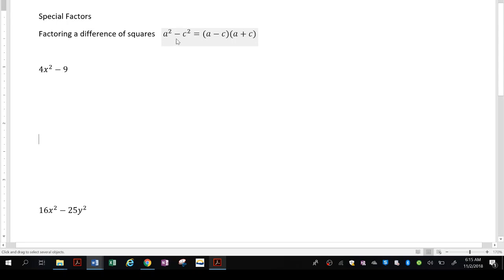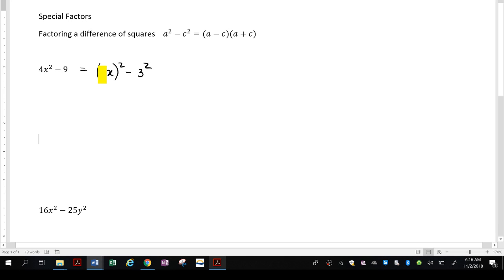If we have a squared minus c squared, that factors into a minus c times a plus c. And let's take a look at a couple examples. So in our first example here, you'll notice that our value for a is not 1, it's greater than 1, but we can rewrite this here as 2x all squared. And then here we have minus 9, which we know is 3 squared.